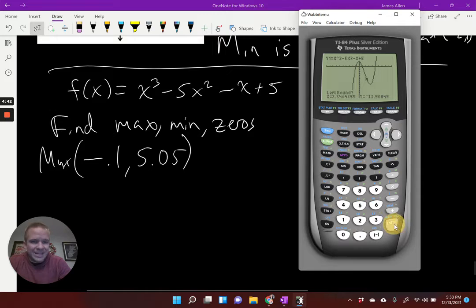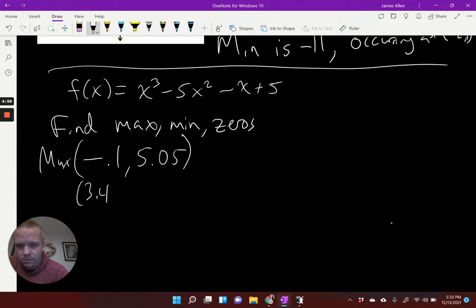So I got my left bound, hit enter, go to my right bound, hit enter again, and we guess, and boom, we have 3.43 this time, and negative 16.90. So 3.43 and negative 16.90. All right, we could have put a 0 here at the end of that one. Boom. Love it. All right, so we got our max and mins. Good there, right? Now we can also find our zeros.